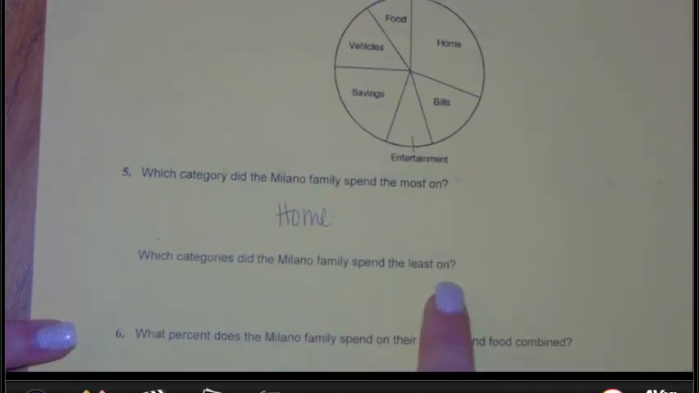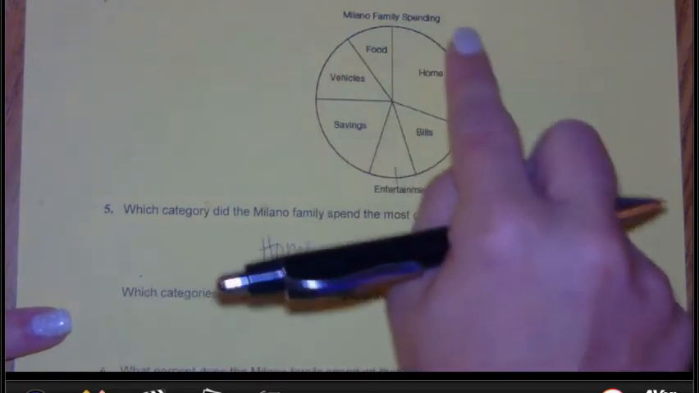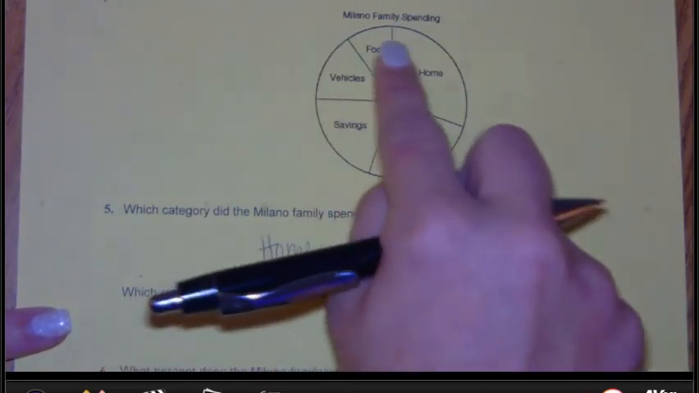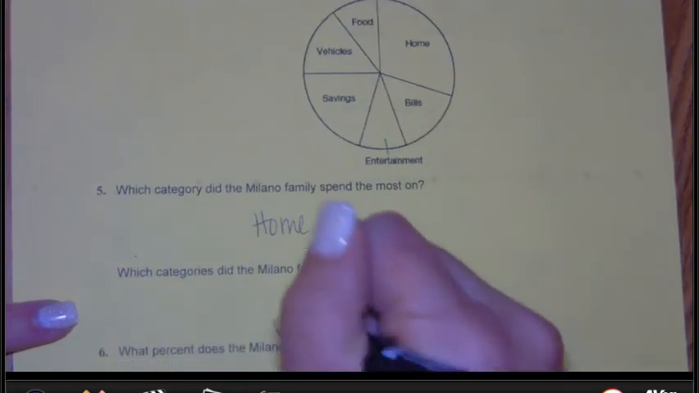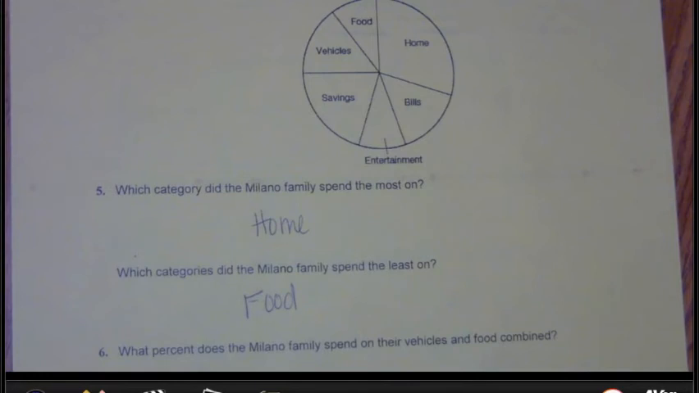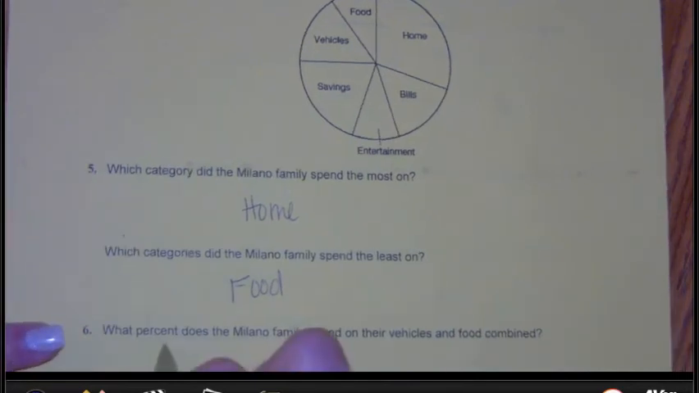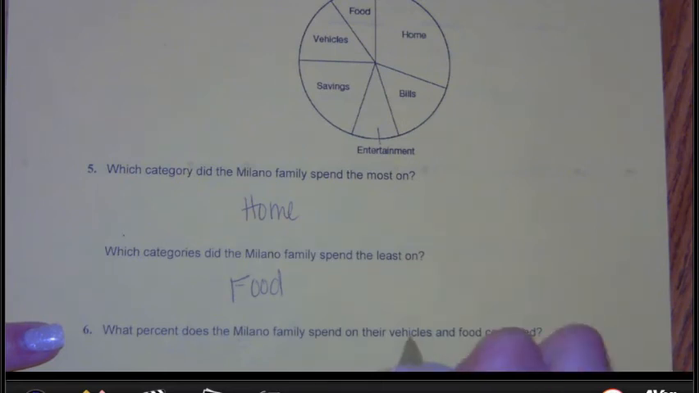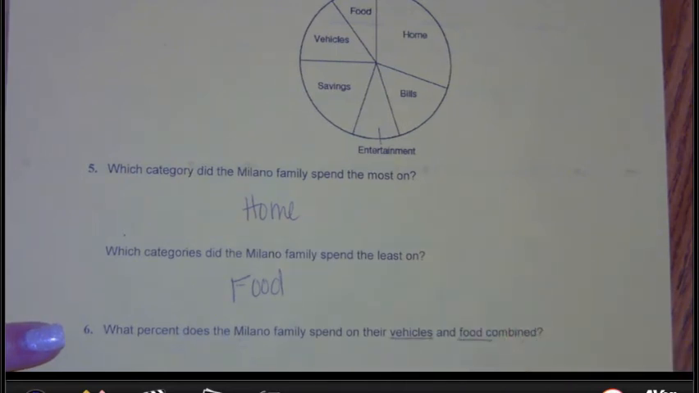Which category is spent the least on? Out of all of these, which one do we think sees the least spending? For me, I would say food. Okay, probably between food and entertainment. What percent does the Molino family spend on their vehicles and their food consumption? So vehicle and food consumption.